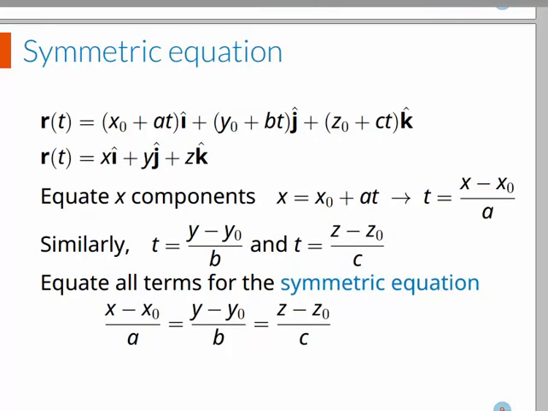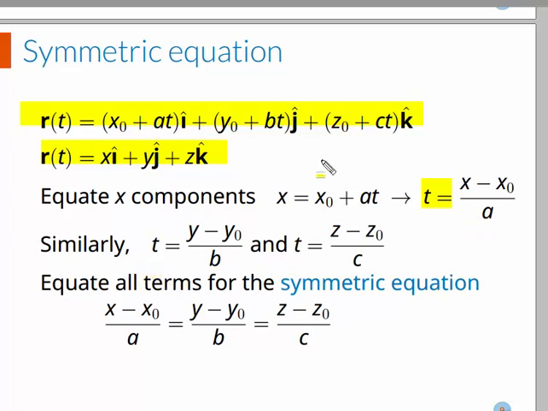So for the symmetric equation, let's look at R in two forms. Here it is where we use those direction numbers. We just did that on the previous slide. But we know that R of t has coordinates x, y, and z. That's the value at the tip. That's the value at the point along the line to which R is pointing. And now let's equate the x components. So x equals x naught plus at. Doesn't seem like much, but solve for t. t is x minus x naught over a. And we can do the same thing for the y components and for the z components.